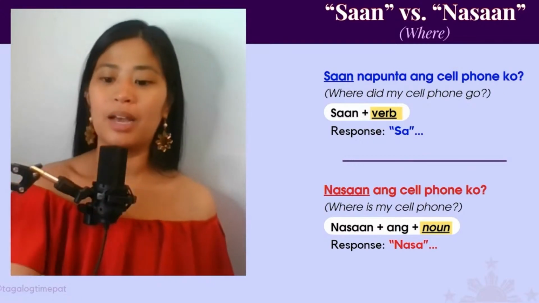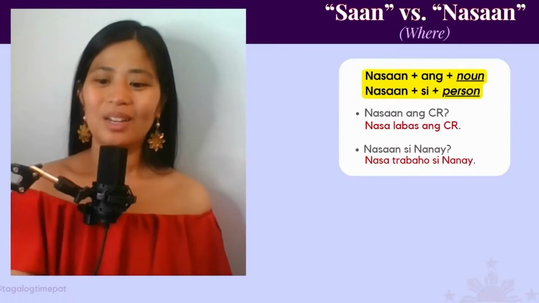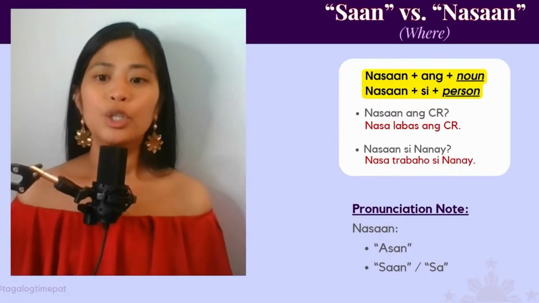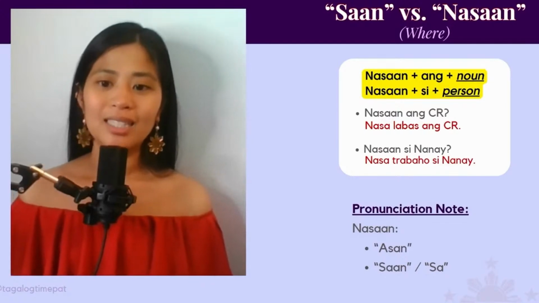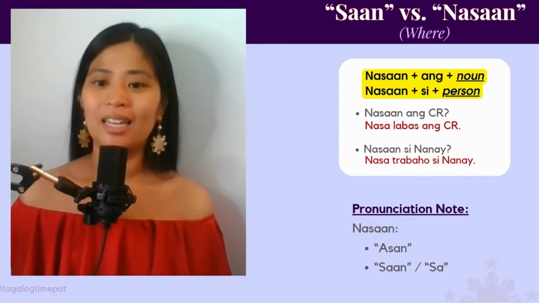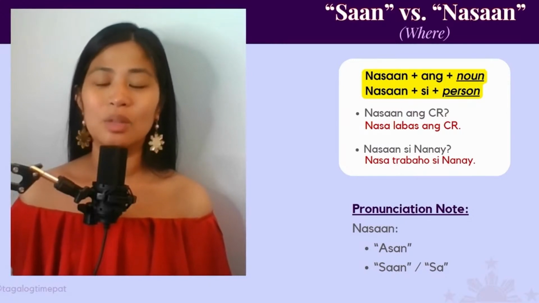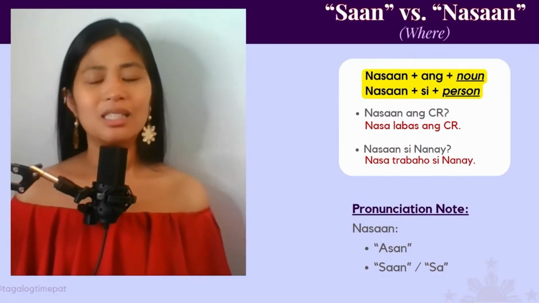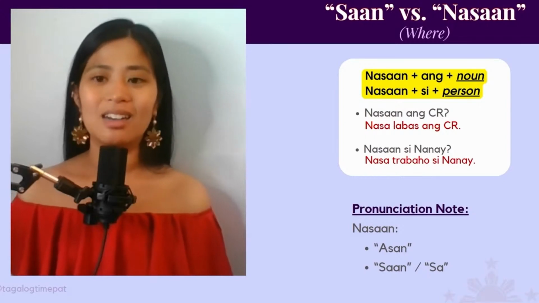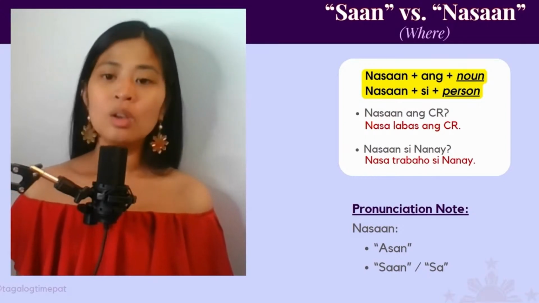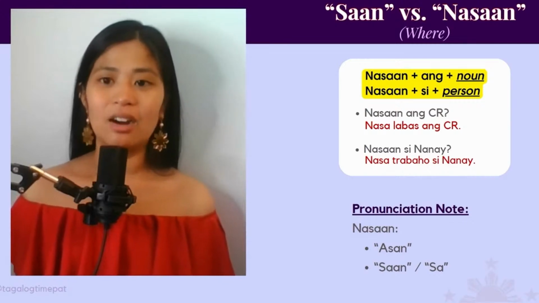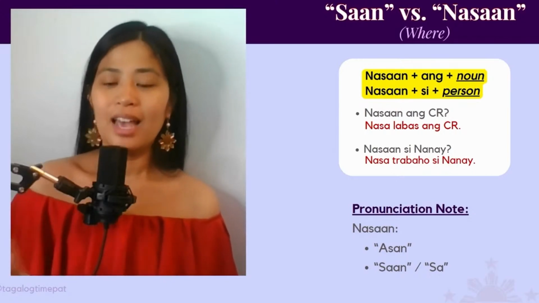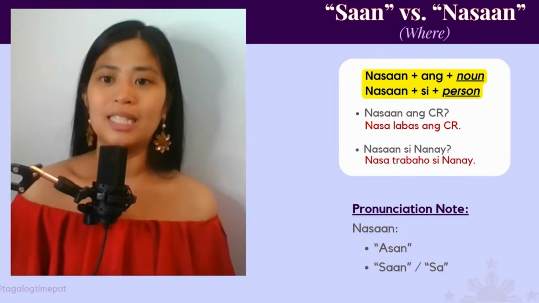Nasa bag ko. It's in my bag. Okay? So this is just to look at it again. These are the examples we just saw. You might hear someone say asan or saan when they're referring to nasaan. So that's just like a short way to say it. So instead of saying nasaan ang CR, someone might ask asan ang CR? Where is the bathroom? Or they might even just say saan ang CR, even though technically it should be nasaan. So people shorten it, but technically, just so you know, it should be nasaan.